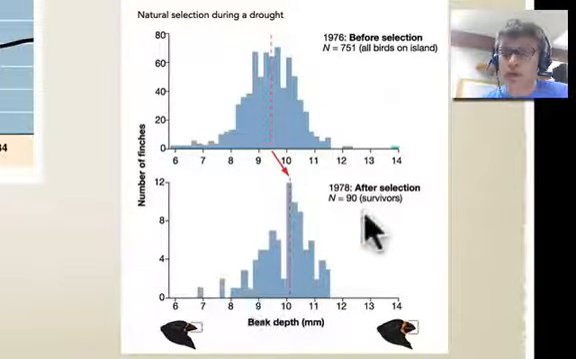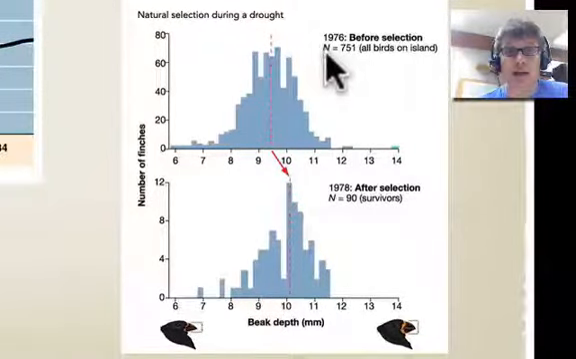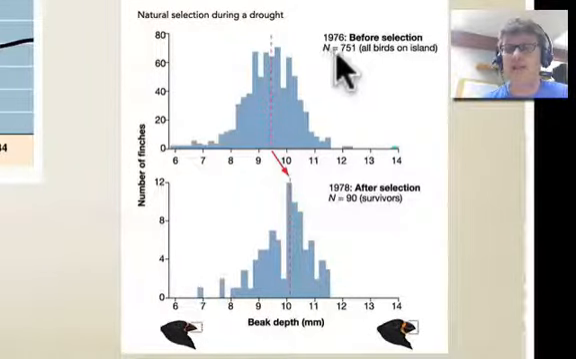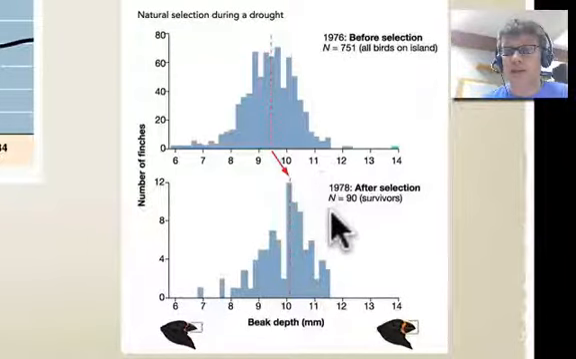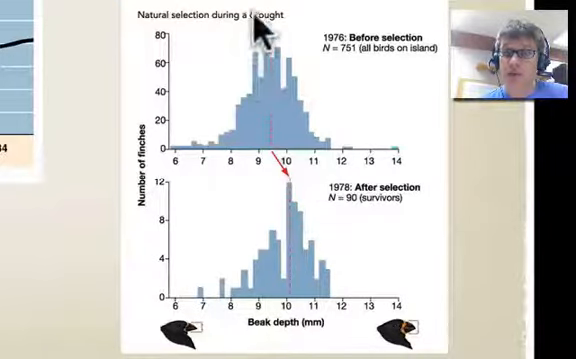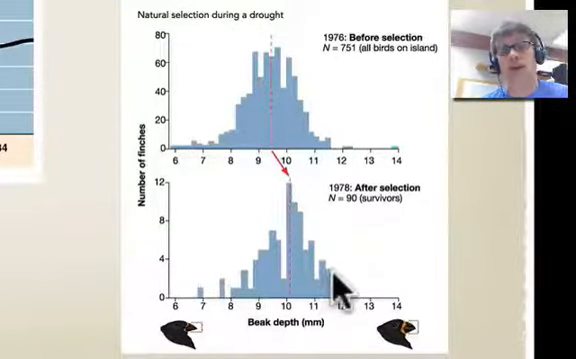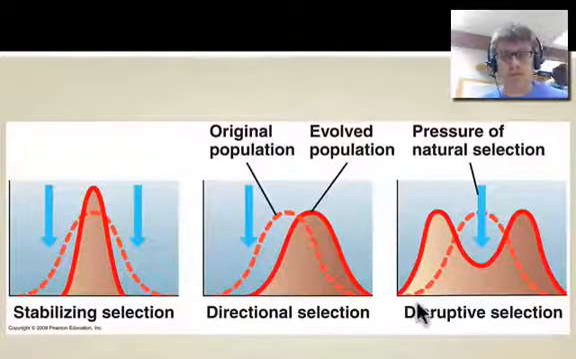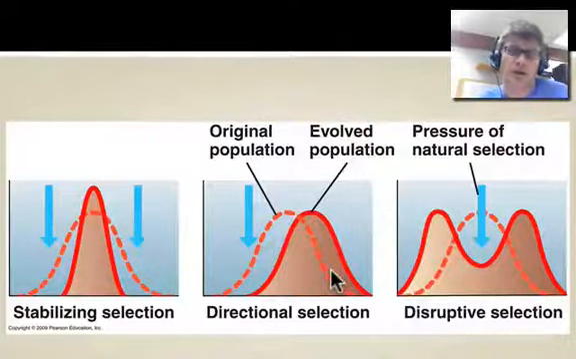But it's more telling if you actually look at the N numbers. So if we look at the N numbers, the total number of birds they found in 1976 is 751. In 1978, they only found 90 survivors. And that means that most of them actually died. Hundreds of these medium ground finches died. Which ones died? The ones that happened to have a smaller beak depth. And as they died, the population changed and moved in that direction. So we call that directional selection. And it's one of three ways that populations can evolve.